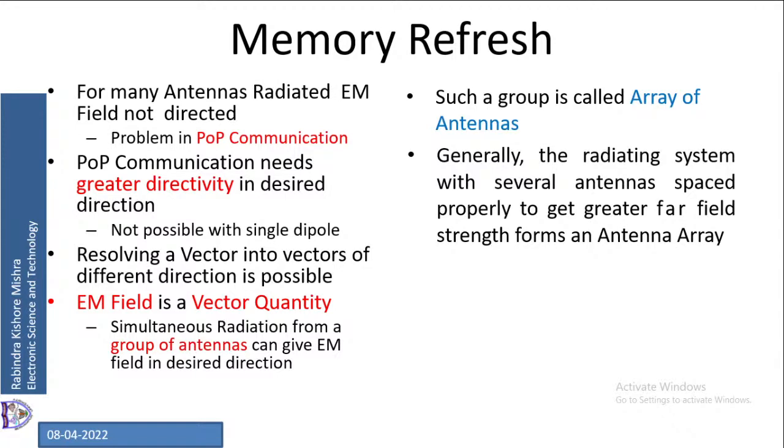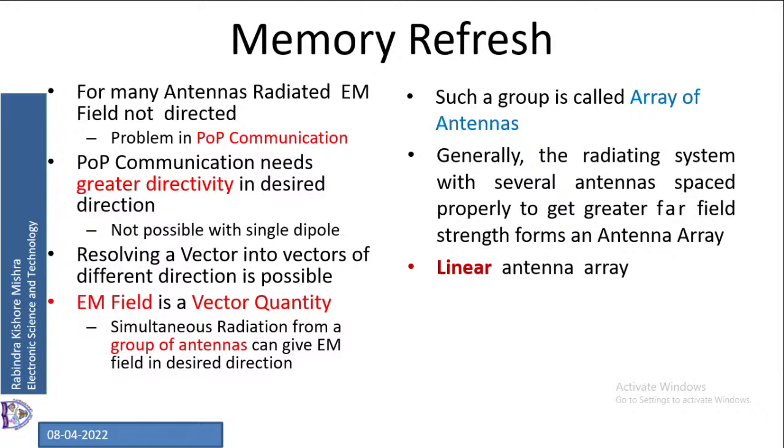Generally, the radiating system has several antennas, a group of antennas, and they are spaced properly to get greater far field strength from an antenna array. If you get more strength in the far field, it will radiate to a larger distance.